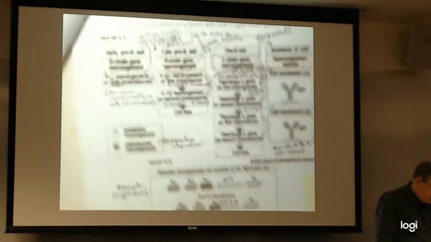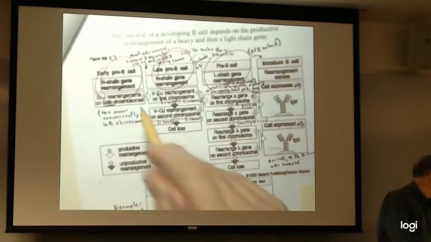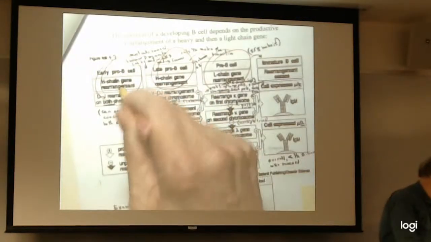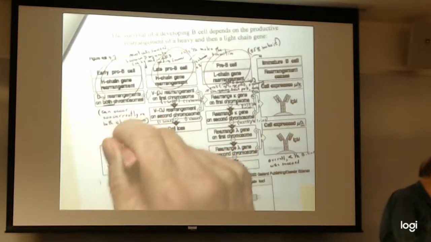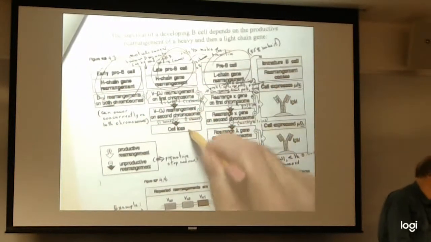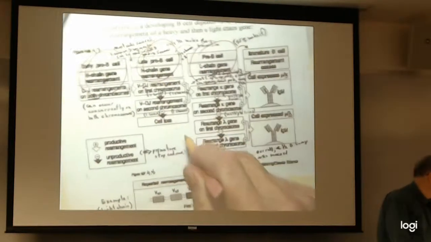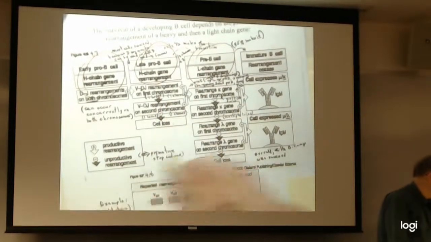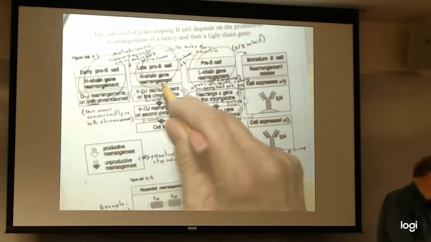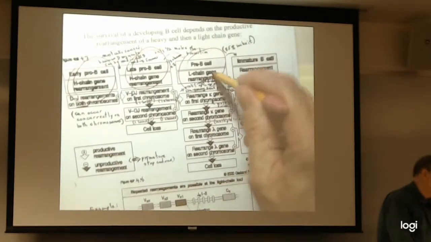Again, we're going to page 988 here. Pro-Bs are trying to make a heavy chain. DJ and then VDJ. You have several goes at this. Doesn't work, you're out of the picture. You succeed in making a heavy chain, then you're going to have to try to make a light chain.